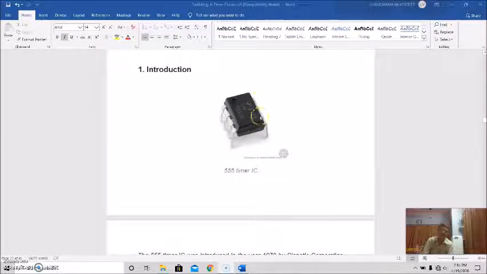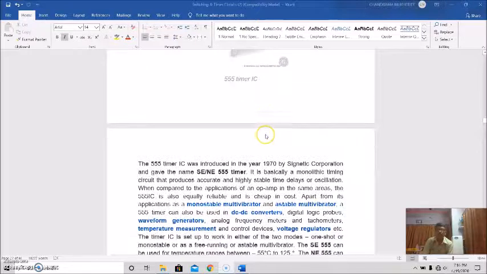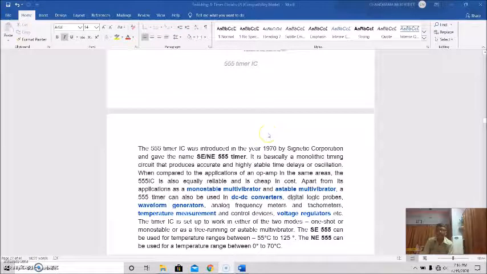See, this is an 8-pin 555 timer IC. You have seen it. Now this 555 timer IC, I told you, was introduced in the year 1970 by Signetics Corporation, who gave the name IC 555 or any 555 timer. It is basically a monolithic timing circuit that produces accurate and highly stable time delays or oscillations.